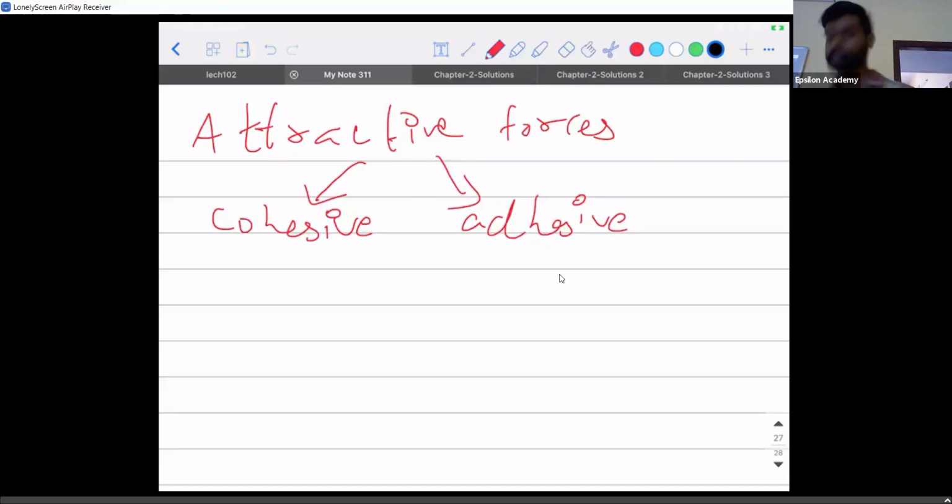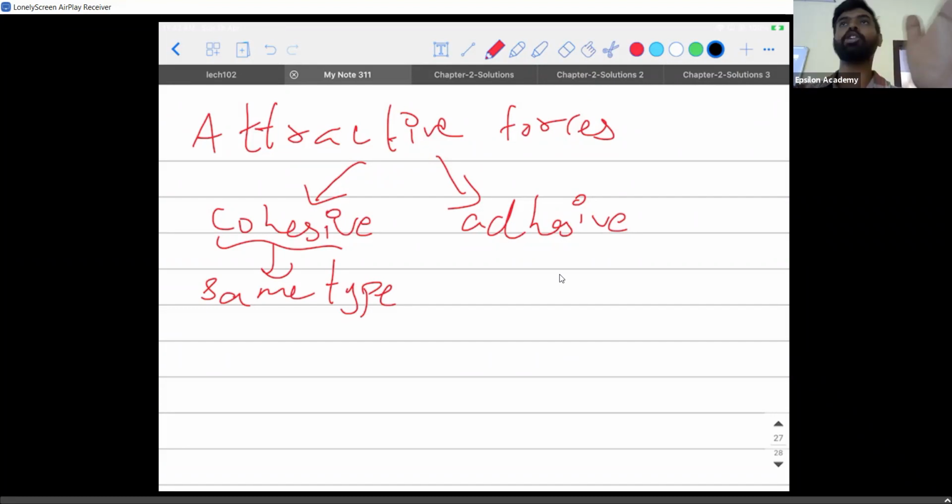Okay. Right. So first let me understand what you mean by a cohesive force and what you mean by an adhesive force. Cohesive force is a force existing between the same type of substance. Say solute, solute, same type. That force existing between solute, solute, or between solvent, solvent is what is called cohesive force. Between water, water, between ethanol, ethanol, whatever interactions you have, that is what is called cohesive forces.